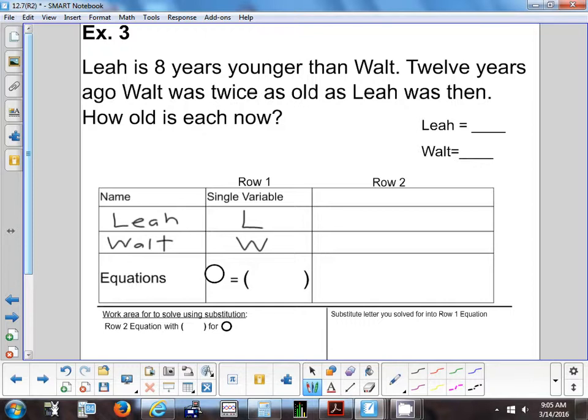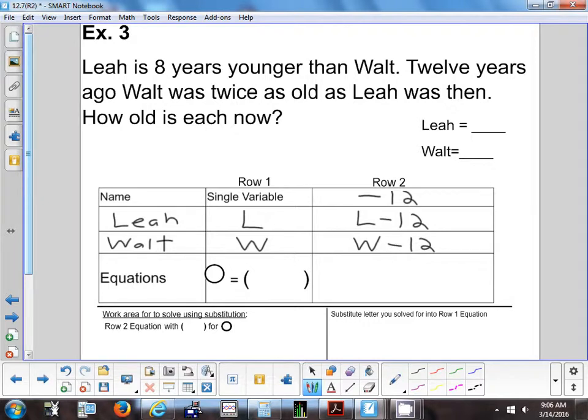For Walt, I'm going to use W. And now let's look at our heading for row 2. 12 years ago. So 12 years ago, is that the future or is that the past? Past. So what operation do we think of when we think past? Subtract. And we're talking about how many years ago? 12. So now in both of these columns, just write Leah's age minus 12, Walt's age minus 12.